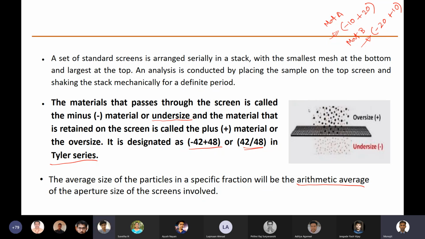So B is wrong. B is wrong. Don't jump to a conclusion, just think once. So B is according to the Indian series. Absolutely right. So B is based on the Indian standard. The first one is based on the international standard. See, the numbers are reversed.